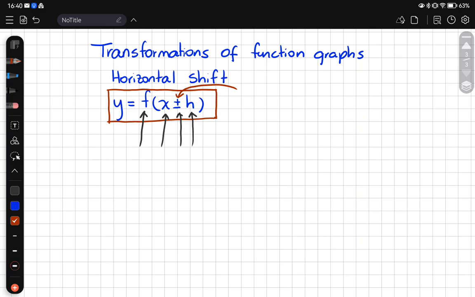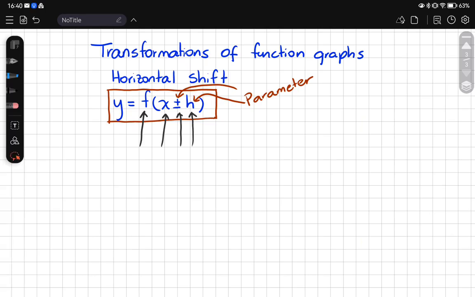So don't forget that the value of h could be any real number, and the value of h is named the parameter. Don't forget this name. The value of h is named the parameter, and that parameter tells us the number of units we move the graph to the right or to the left.